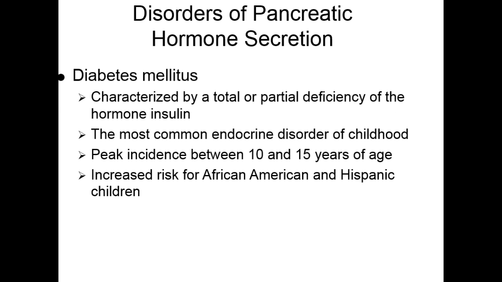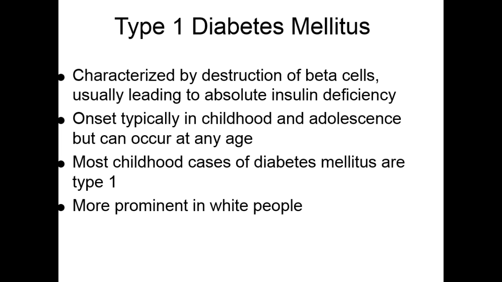Pancreatic hormone secretion. Okay, this is where the diabetes mellitus comes in. I know you guys have gone over this probably in your adult care, so just really quickly, as far as children go, this is the most common endocrine disorder of childhood. The peak incidence is between 10 and 15 years, and there's an increased risk for African American and Hispanic children. Type 1 is characterized by destruction of beta cells, usually leading to absolute insulin deficiency. The onset is typically in childhood and adolescence, but can occur at any age, and most childhood cases of diabetes mellitus are type 1.